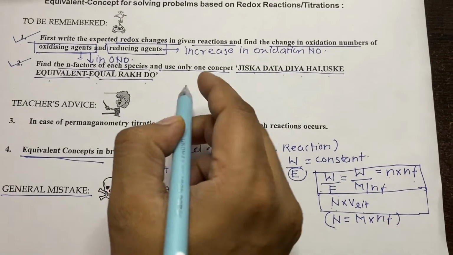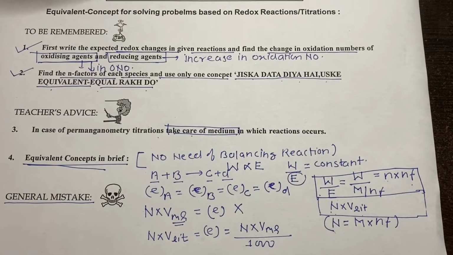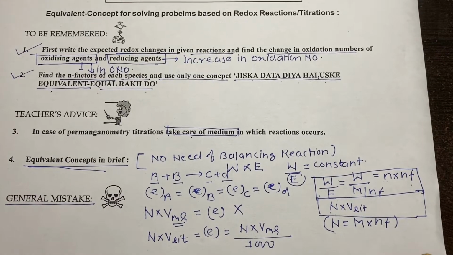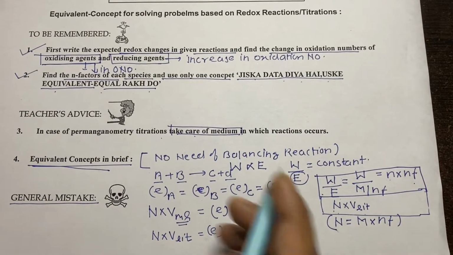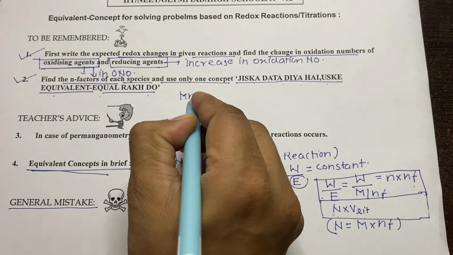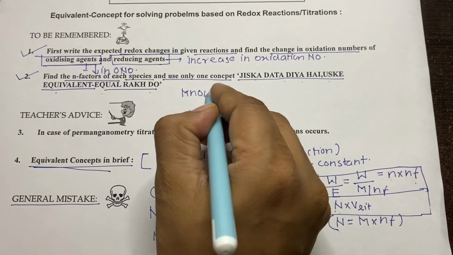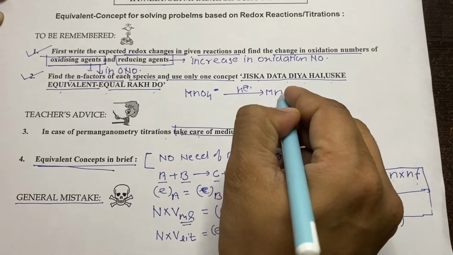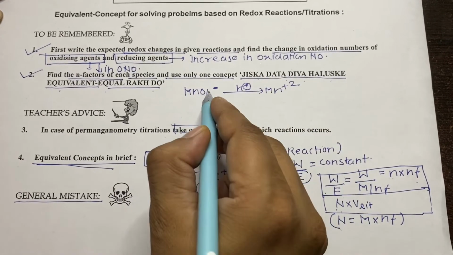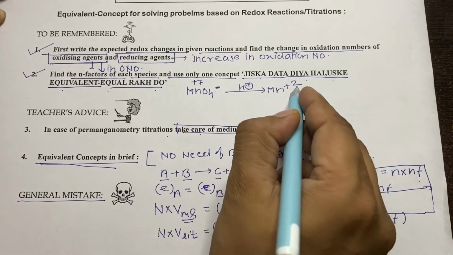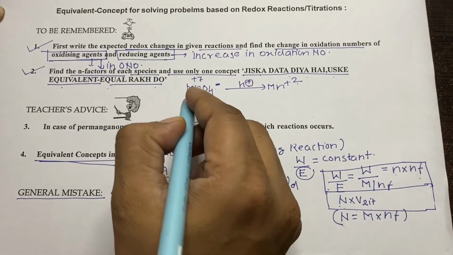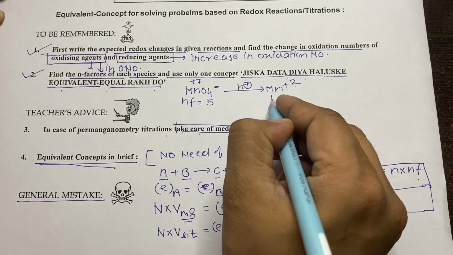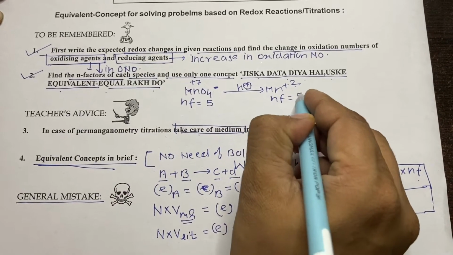For example, we know that KMnO4 gives different products in different media, so it has a different N factor, valency factor, and so different equivalents. For example, MnO4 minus in acidic medium converts into Mn plus 2. So the change in oxidation number will be plus 7 to plus 2, that is plus 5. Definitely the N factor of this will be 5.